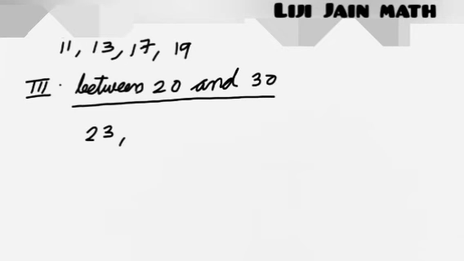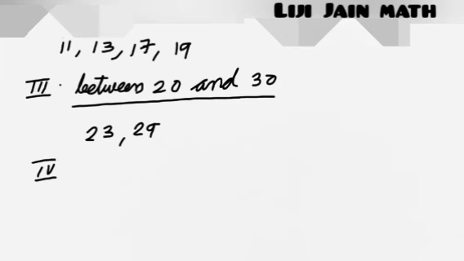What about 26? 13 into 2 is 26, so 26 is also not a prime number. 27, 9 threes are 27, so it is not a prime number. 28, 2 into 14 is 28, so it is not a prime number. 29, is 29 there in any of the tables? No, we cannot find a factor of 29 other than 1 and 29. So we can say 29 is a prime number. Please try to learn this by heart. 30 is of course not a prime number.